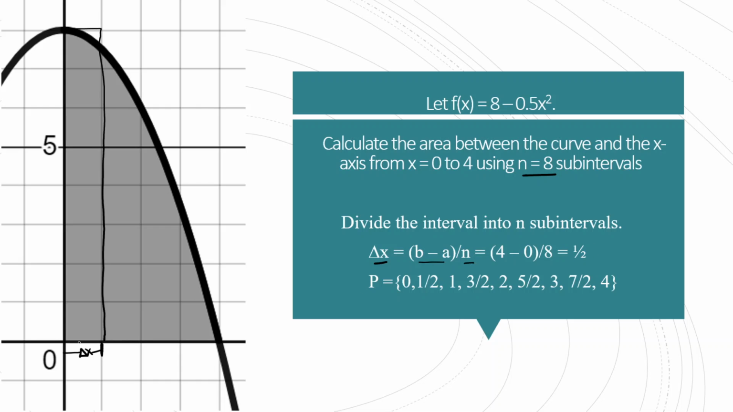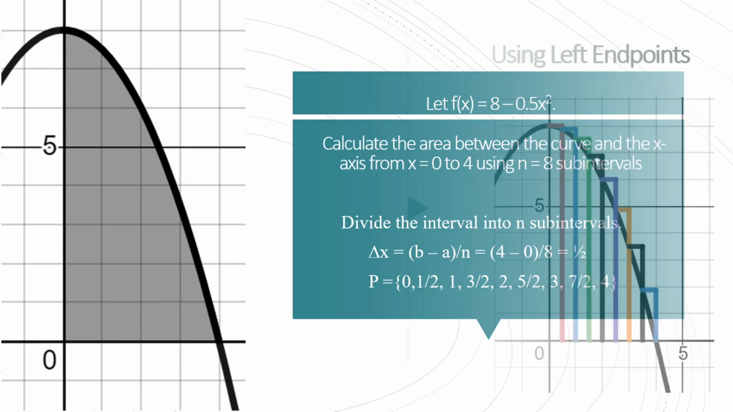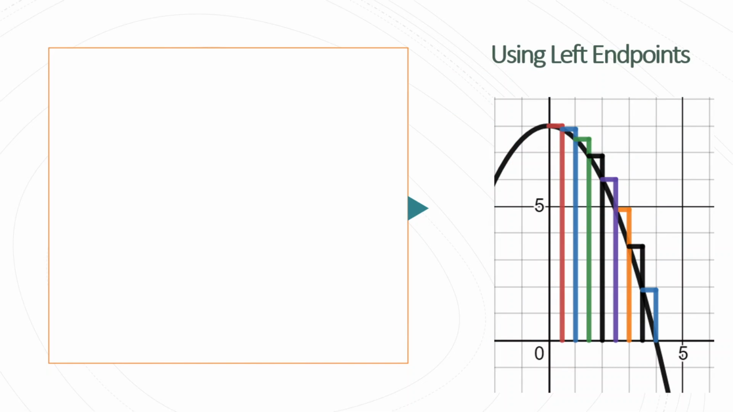And then I form my partition by calculating what those values would be by adding a 1/2. So I'll get to a 1/2, and then I add a 1/2 again, and I get to 1, and I add a 1/2 again, and I get to 1.5. And then I add it again, and I get to 2, and so on until we hit the end of our interval, which is at 4. Now notice to make 8 sub-intervals, you will have 9 numbers in your list. Keep that in mind.